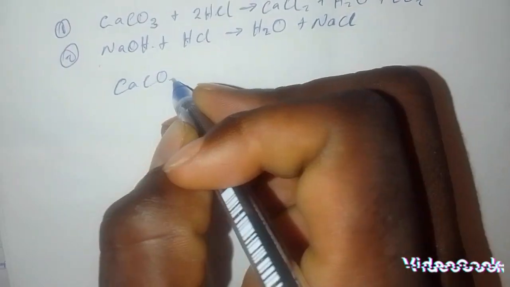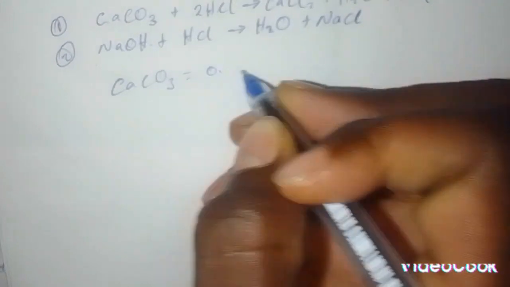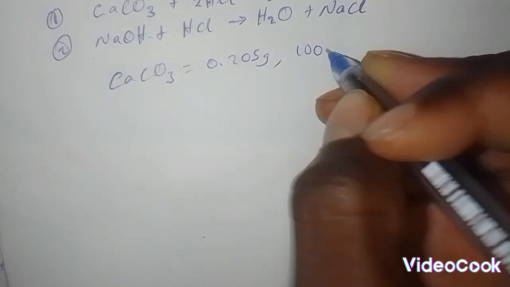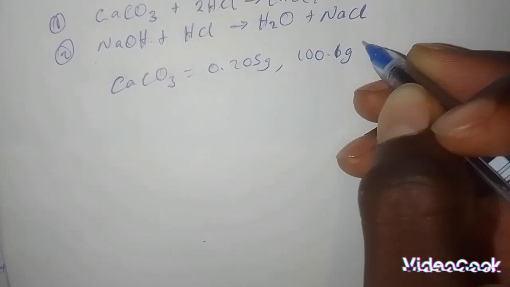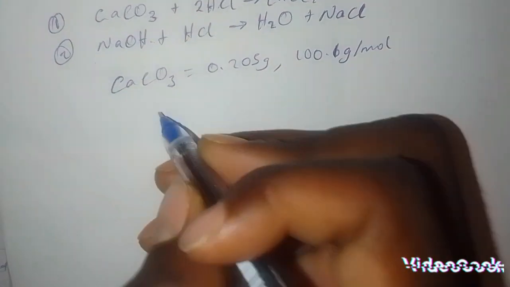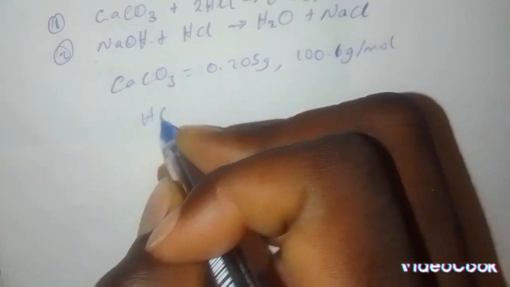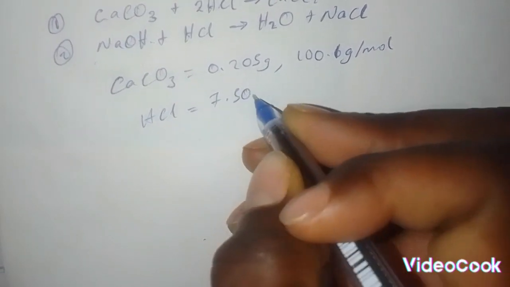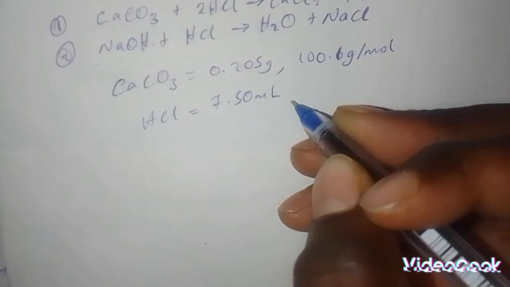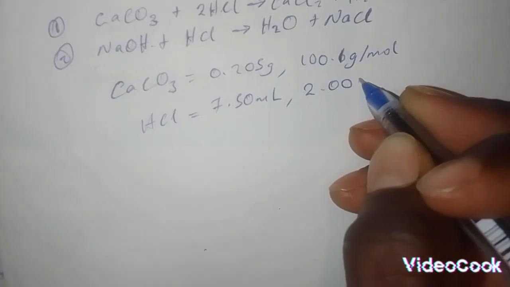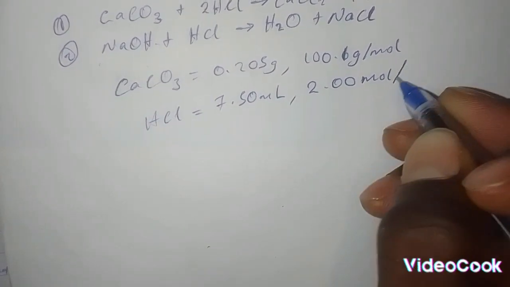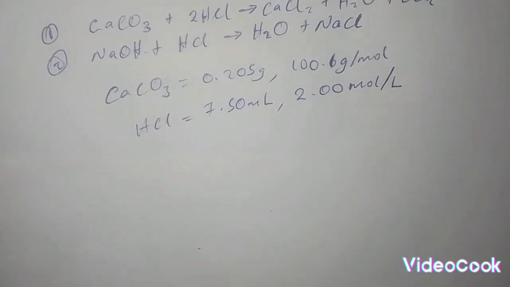Now, just correcting the data, they are saying calcium carbonate had 0.205 grams. Then apart from that, we also have the molar mass, which is 100.1 gram per mole. Then apart from that, we are given the data about hydrochloric acid, which is equal to 7.50 mL with 2.00 molarity. So instead of me writing molarity, I'll just say mole per liter. Okay, so this is the data for the first equation.